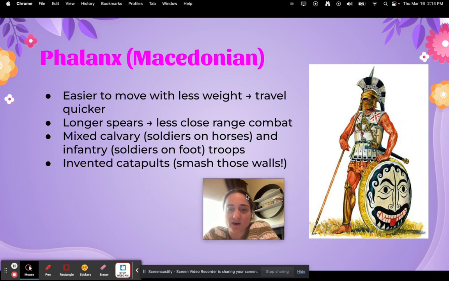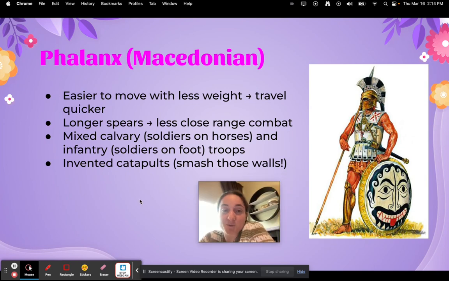With less armor and longer spears, it was really easy to move with less weight. You don't get as tired as often either, and you can travel a lot quicker. Longer spears means less close range combat, so you don't have to get in the face of the enemy. You're a lot more protected. It also had a mix of cavalry, so soldiers on horses, and infantry, soldiers on foot. And the Macedonians also invented catapults at this time because they needed to smash down those walls.